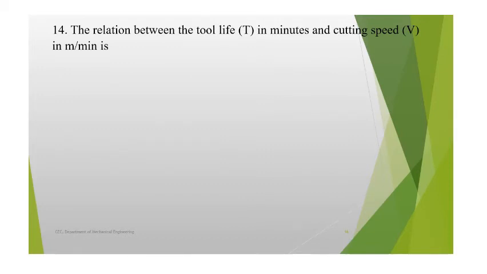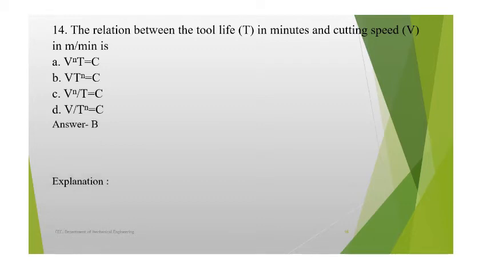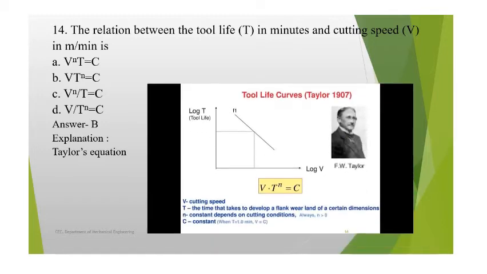The relation between tool life T in minutes and the cutting speed V in meters per minute is given by the options: P^n T = C, P T^n = C, P^n / T = C, P / T^n = C. The right answer is B. Taylor's tool life equation relates velocity, time and a constant: V T^n = C.